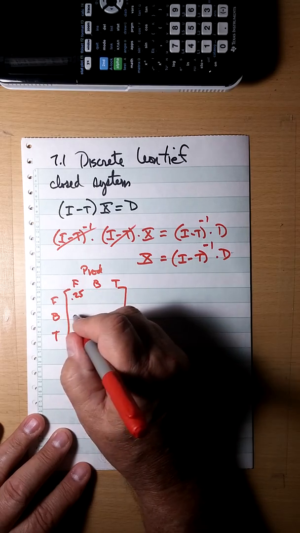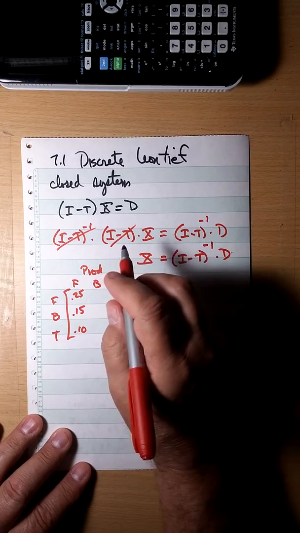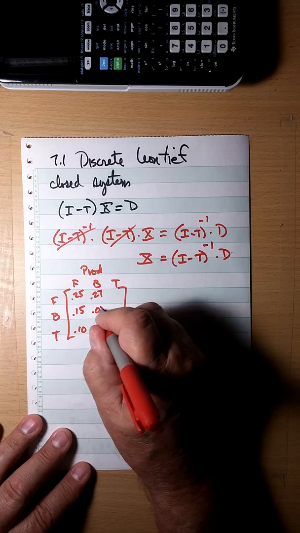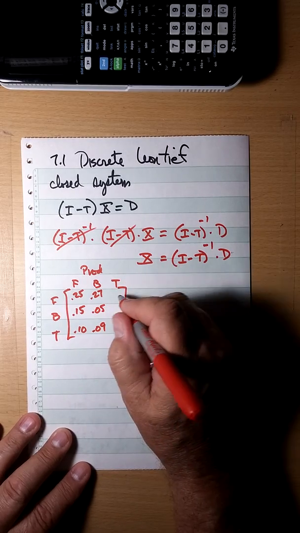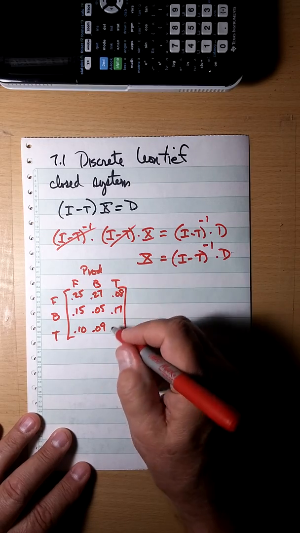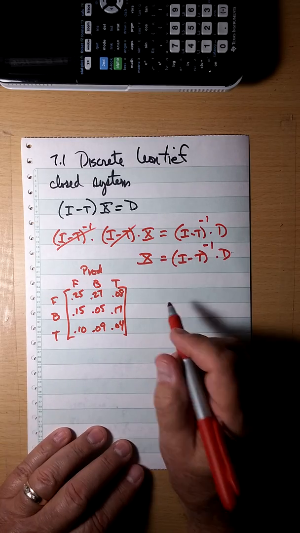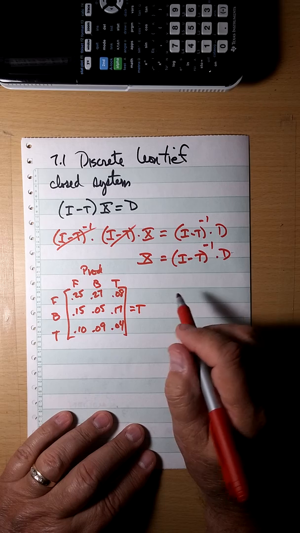0.25, 0.15, 0.10, 0.27, 0.05, and 0.09, and 0.08, 0.17, and 0.04. I guess the other numbers were too nice. That is our T matrix, the input-output matrix.